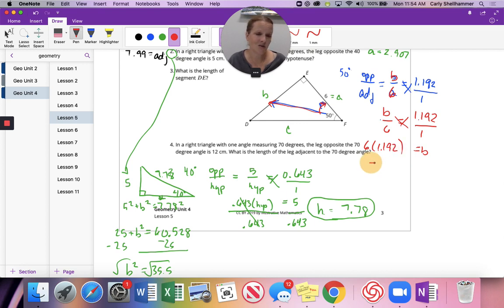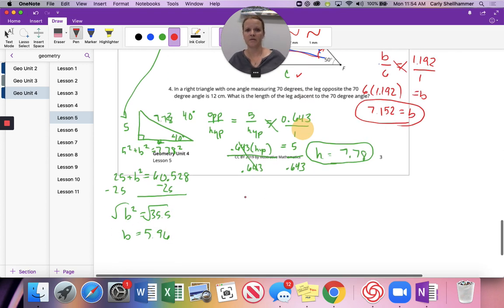Okay, it just goes to show you, never get to your answer and just circle it and move on. Always go back and look to see what you were doing. 7.152. And we could use Pythagorean theorem to find C if we wanted to. All right, number 4, I'm going to keep in red.